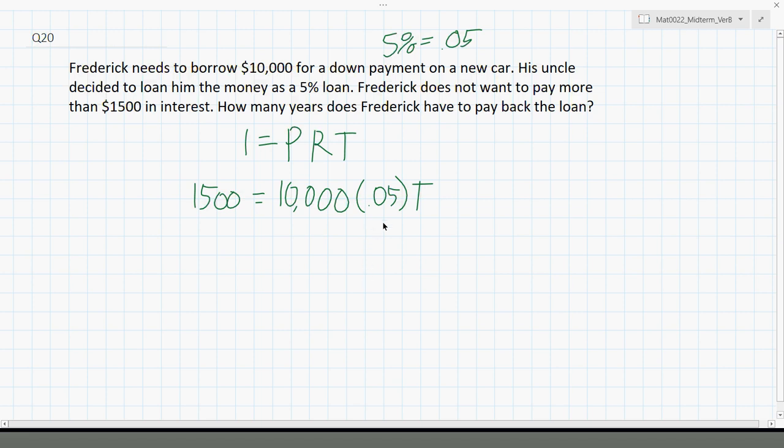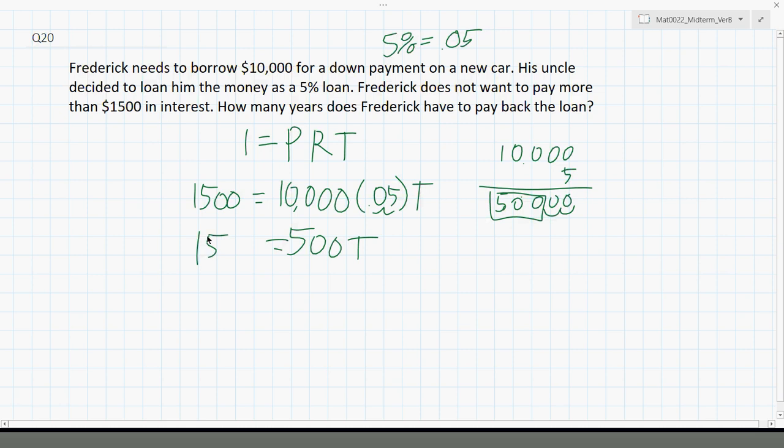If we multiply 0.05 times 10,000, we're just going to move the decimal over to make it a 5 right now. 10,000 and then 5, you get 0, 0, 0, 0, and then 5. So you get 50,000, but you have to move it back 2. So you go 1, 2, and you find out that that's 500. Cool. So 500T equals 1,500 in dollar amounts. At this point, we want to get T alone, so we're going to divide both sides by 500.